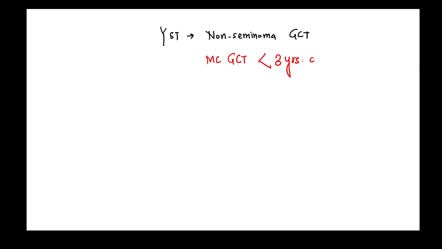Yolk sac tumor is basically a non-seminomatous germ cell tumor, right? So few more points. Yolk sac tumor is a non-seminomatous germ cell tumor of the testis, and this is the most common germ cell tumor in less than 3-year-old. So please remember this also, less than 3-year-old age group. Already I have shown you Schiller-Duval bodies are glomeruloid bodies.